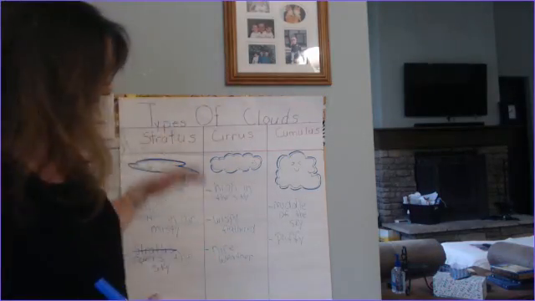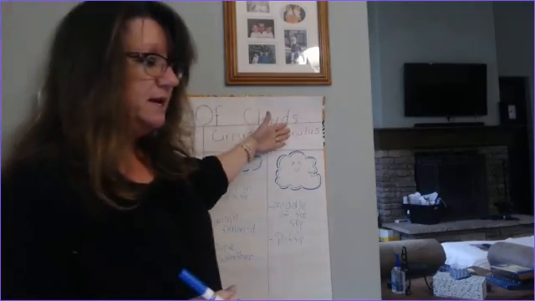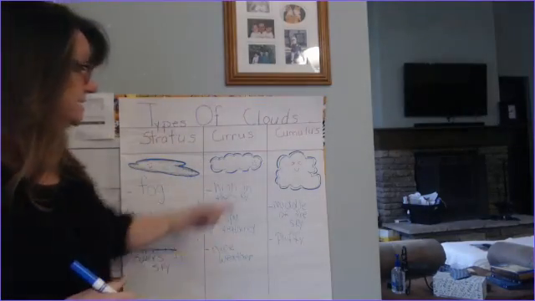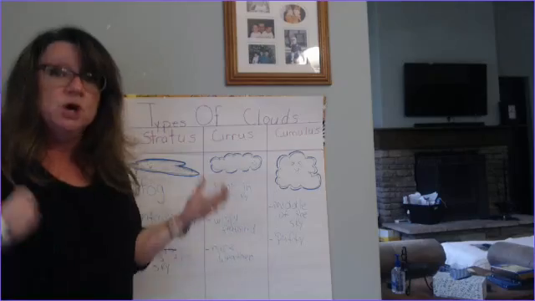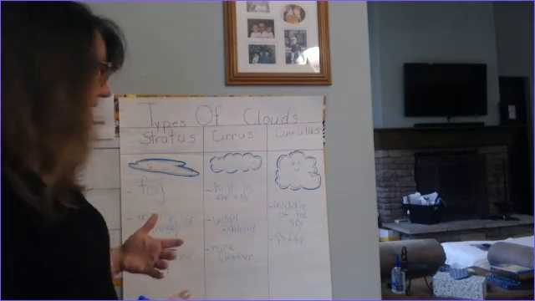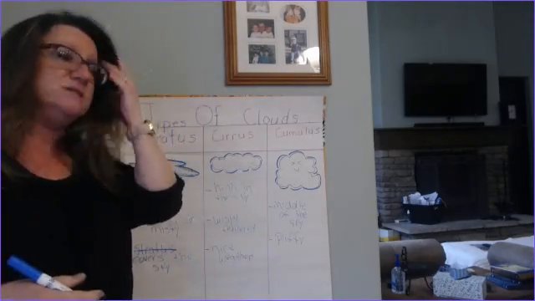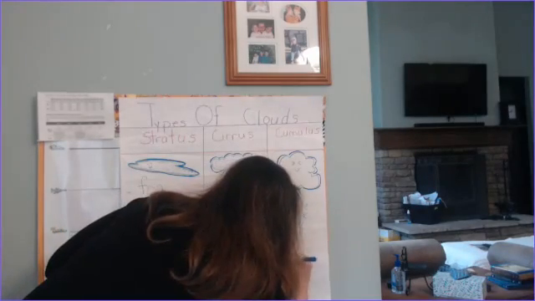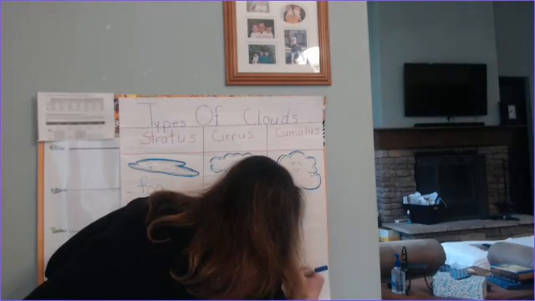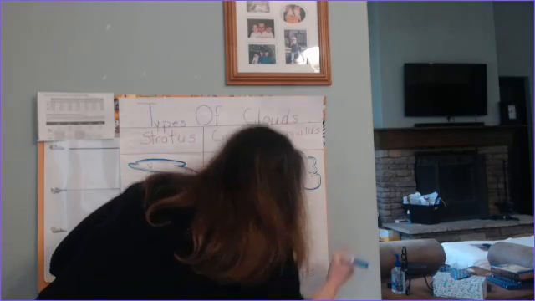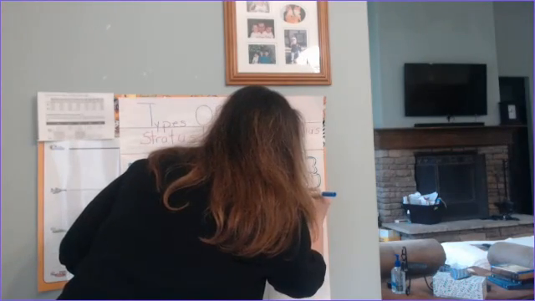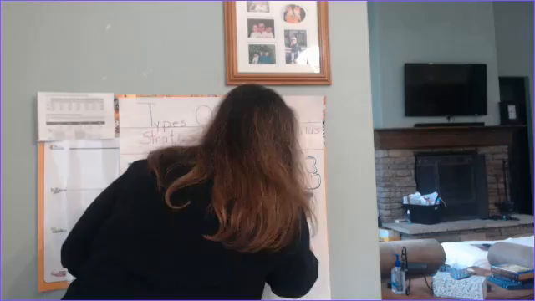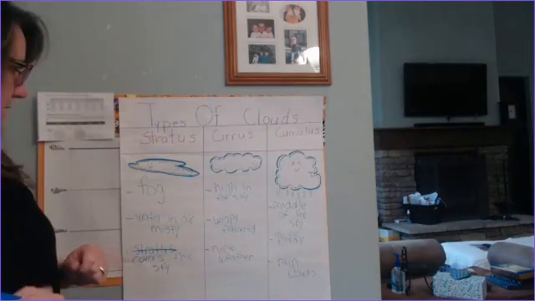And the last thing we need to know about a cumulus cloud is cumulus clouds are often rain clouds. They're the clouds that you're going to see when it's raining out. Cumulus clouds are rain clouds. So I'm going to put a couple little rain droplets here to help us remember that cumulus clouds are rain clouds.